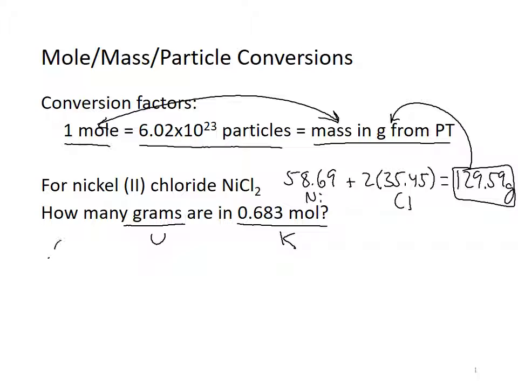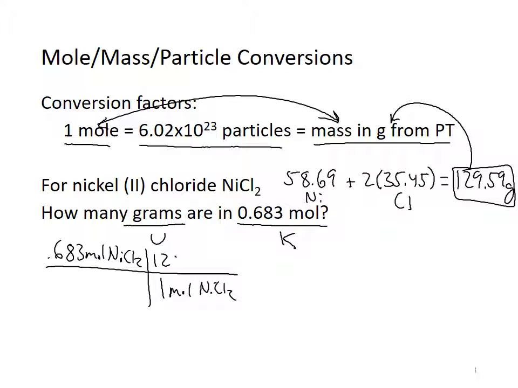So 0.683 moles is my known. When I look at my conversion factors, 1 mole of nickel 2 chloride is 129.59 grams of nickel 2 chloride.